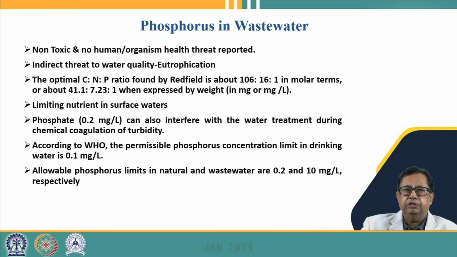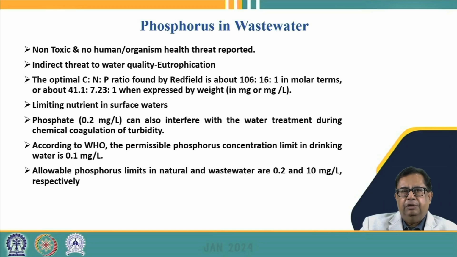Though the phosphate is non-toxic and does not have any adverse impact on human health as well as the health of the organisms, there can be an indirect threat to the environment in the form of eutrophication. So the water quality can deteriorate by eutrophication. Eutrophication means that the trophic levels of the water bodies become very high, because of which the algae can bloom, and this leads to the eutrophication process.